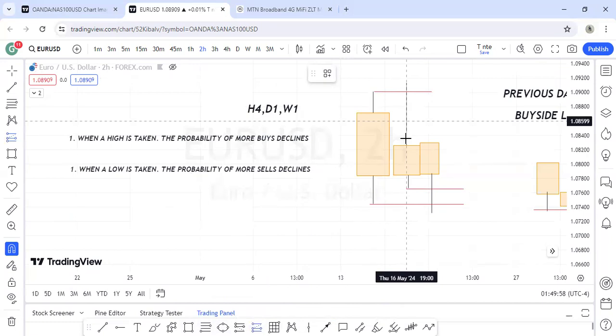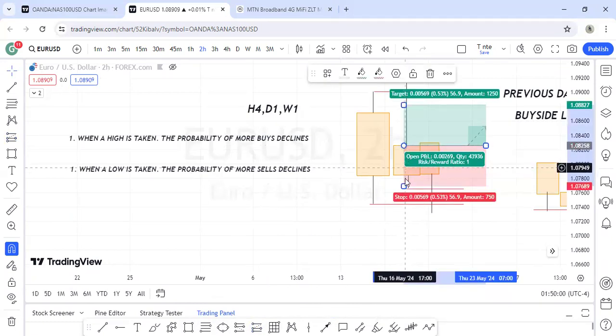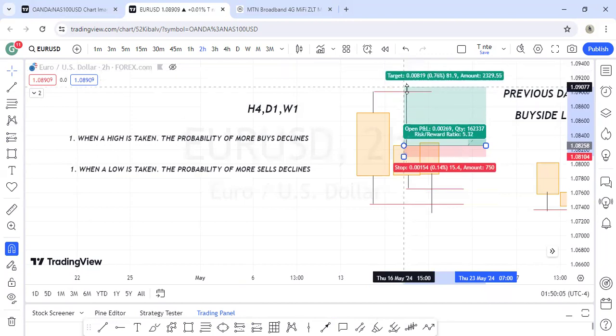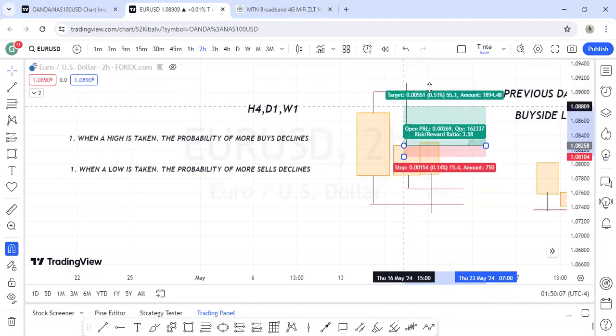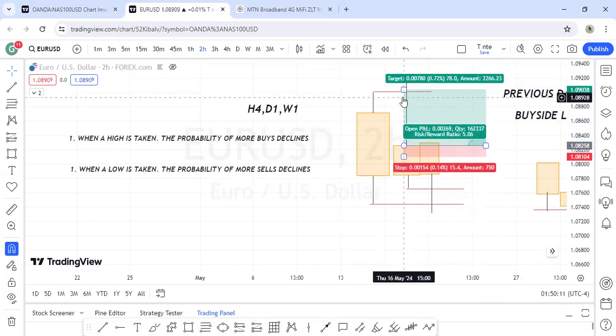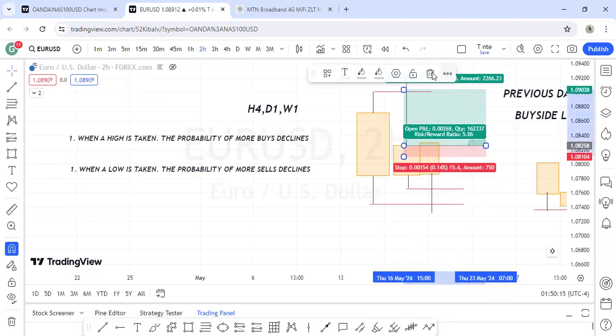Maybe let's assume you bought inside this candle. For some reason you saw an entry and then you are buying. You cannot simply buy and target this high. This is your take profit. The previous daily high is your TP, nothing again. The market hits your TP, you're done. Because after it hits this high, the probability of more buys will decline. So you can use that as a take profit.